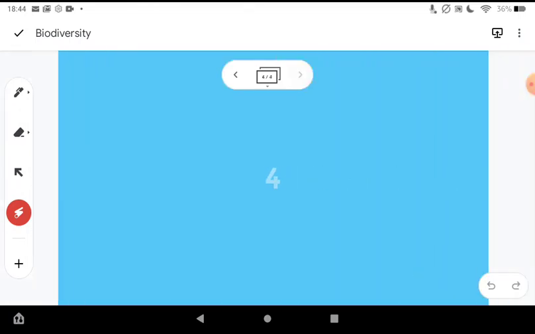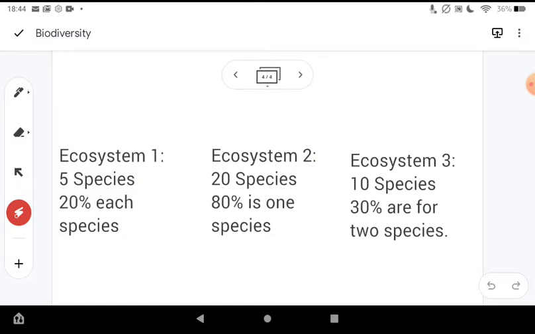So let's have a look at a few theoretical examples. I've got three ecosystems here. Ecosystem 1 has 5 species, all of which have an equal share of the biomass. Ecosystem 2 has 20 different species, and 80% of the biomass is just one species. Ecosystem 3 is somewhere in between: 10 different species, 2 of which account for 30% each, so 60% belongs to 2 different species. The other 8 split the other 40%, so each of the other 8 species has about 5% of the biomass.